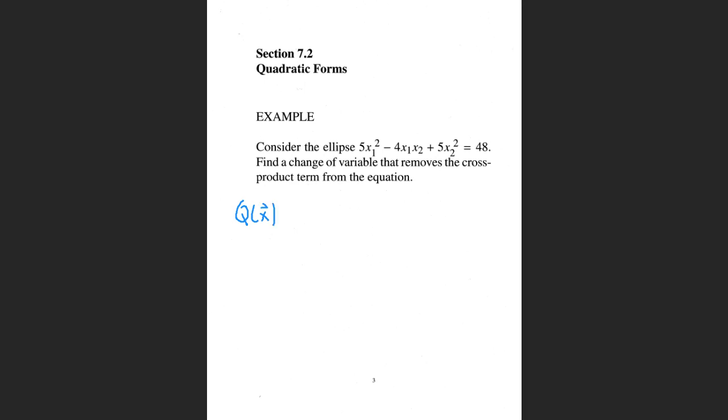Q of x is going to equal x1, x2 times the matrix A times x1, x2. This is the vector x. This is x transpose. This is the matrix A. What goes on the diagonal?